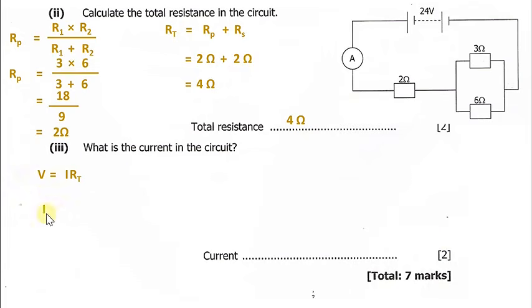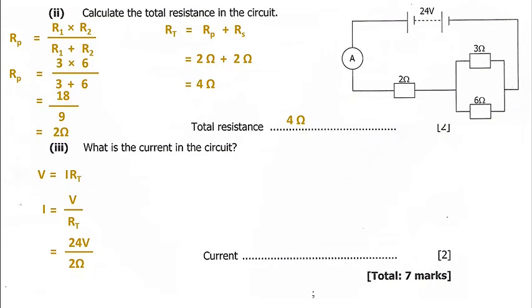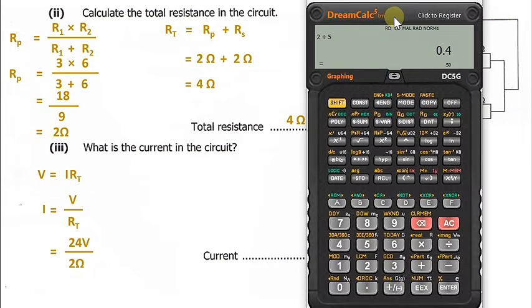Anyway, we continue. So making current the subject of the formula, to be voltage over total resistor. So equals voltage, which is 24, divided by total resistor, which we have found here, 4. Oh, sorry, I made a mistake here. So let me just see how I should have found it. It should be 24 divided by 4, which is 6.